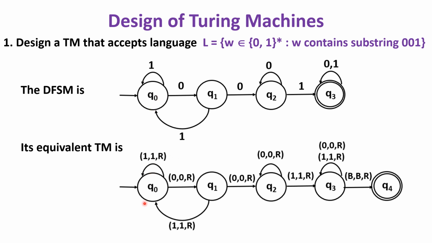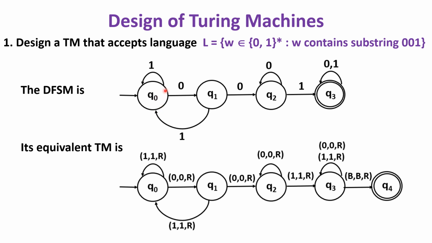initial state is Q0, equivalent Turing machine initial state is Q0. While reading the input string in the Turing machine, go on moving towards the right until you come across a blank. Q0 0 is going to state Q1. Its equivalent transition in Turing machine is Q0 for 0 is kept as it is, move towards the right and go to state Q1.